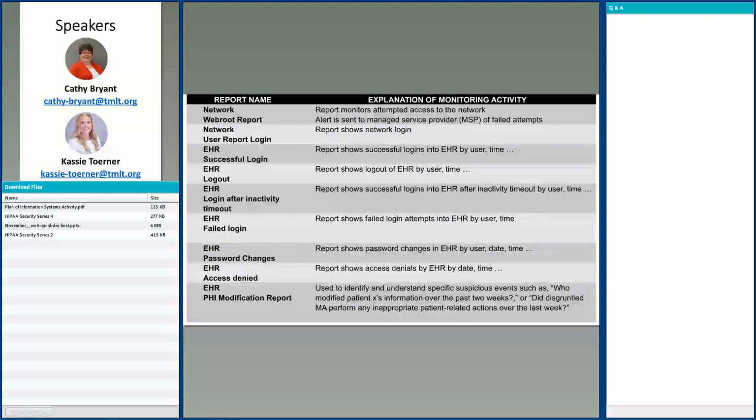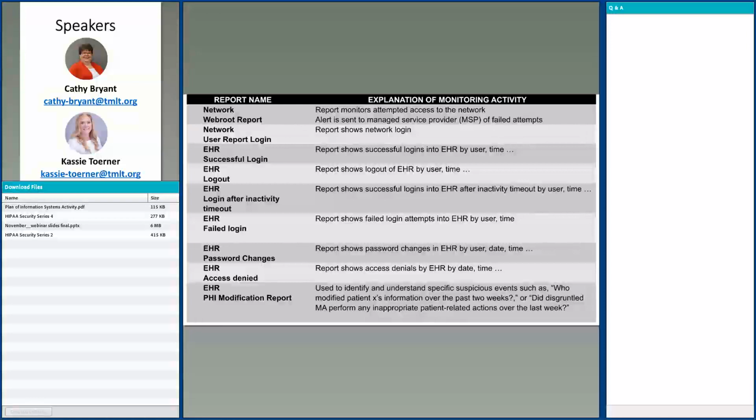So they have something called a network web root report. That report monitors attempted access to the network. So if someone is not an authorized user and they're just sending out repeated attempts like hackers might do, in many cases, there is a system in place if you have a managed service provider that they pick up on those failed login attempts.